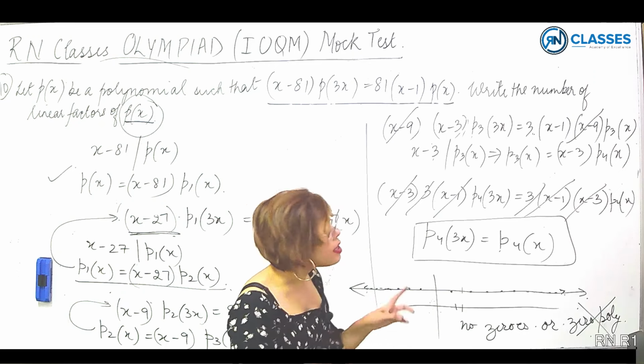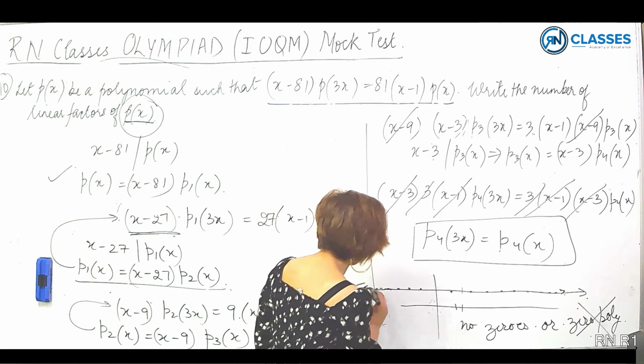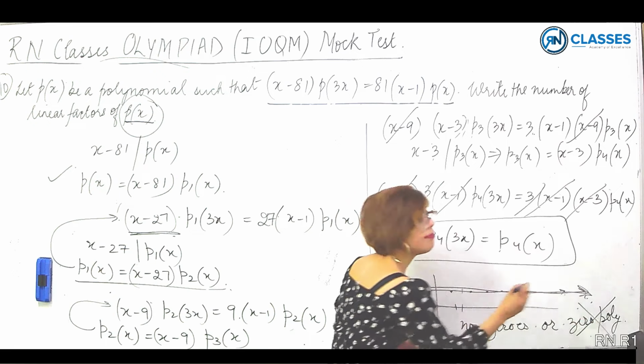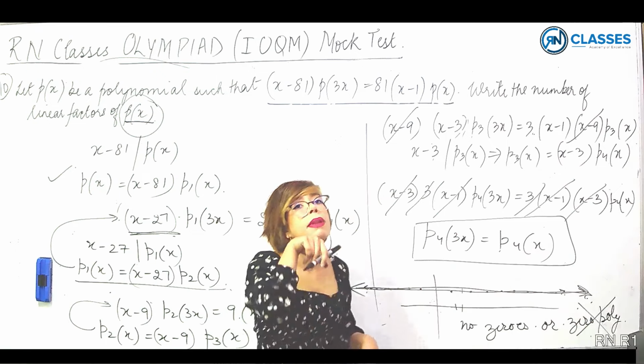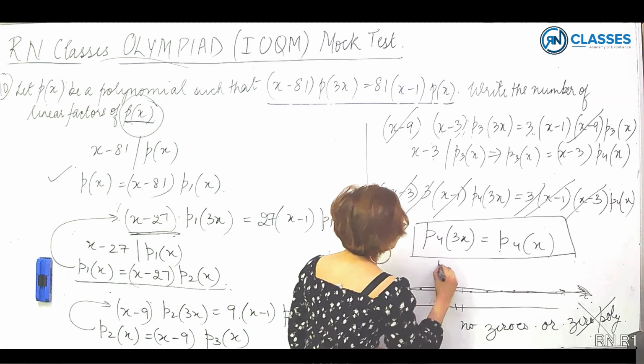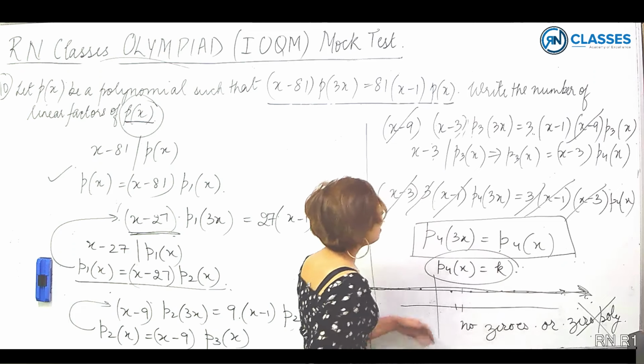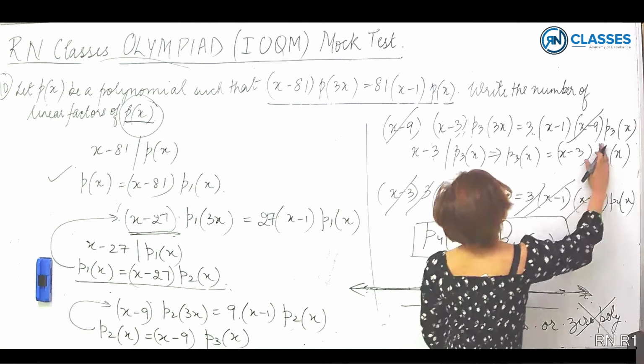That means no zeros are there of the polynomial. That means the polynomial is a constant one, and that constant is obviously not equal to 0. Right? Okay. So that means P4 of x is a constant polynomial. So P4 of x is equal to k, some constant. Now P4 of x is equal to k, we will put it here.